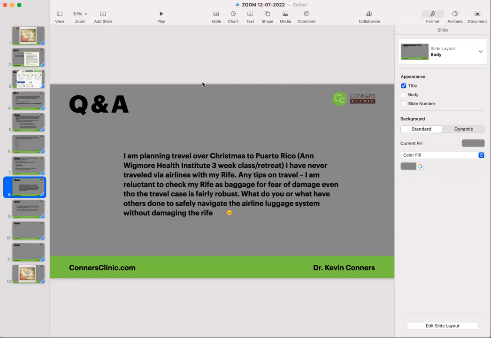I am planning on traveling over Christmas to Puerto Rico. Hey, if you are going to go to Puerto Rico, you really need to bring me with, just to check out the place. It sounds like a wonderful retreat.